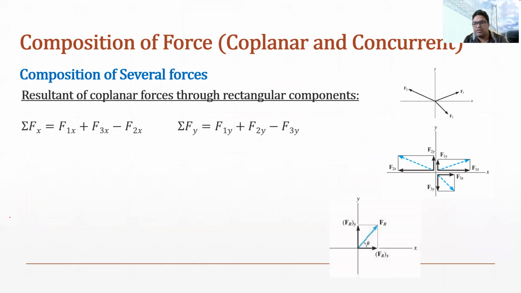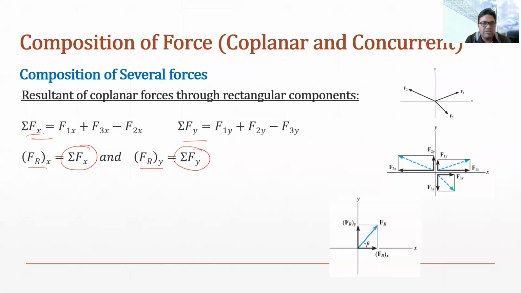So you can see now, this Fx and Fy can be written as the components of the resultant force. The component of the resultant along the x-axis, Frx, is the summation of Fx, and the component of the resultant along the y-axis, Fry, is the summation of Fy.